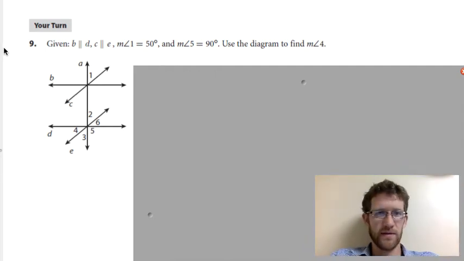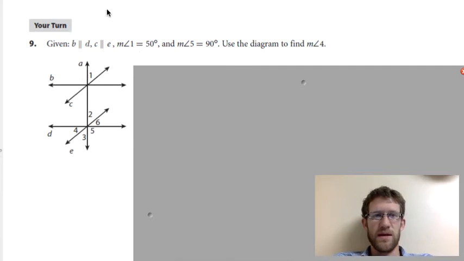It's a toothbrush again. In this case, we know that angle 1 is 50 degrees, right? So I can label that. That's 50 degrees. Measure of angle 5 is 90. So I'm just going to mark that with a right angle mark. Now we need to find angle 4.